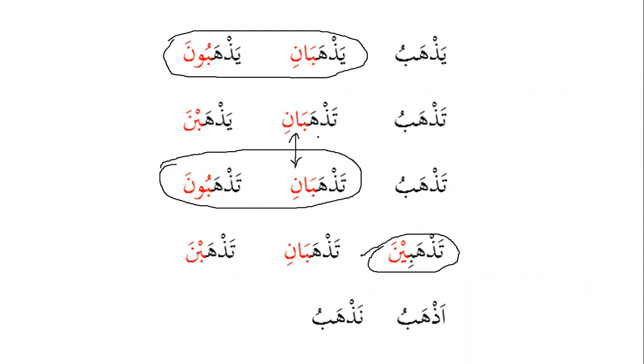They call them al-af'al al-khamsatu. So what are those? Yadhabani, yadhabuna, tadhabani, tadhabuna, and tadhabina. Ani, una, ina. So these ones are called al-af'al al-khamsatu. Alamatu raf'ihi thubutu nuni. So when they are marfu, the noon will be retained.